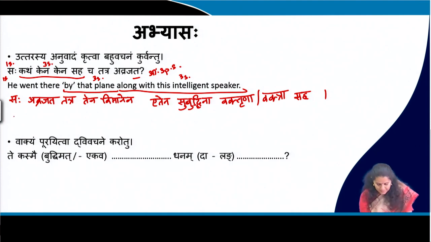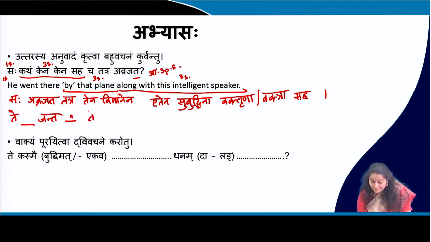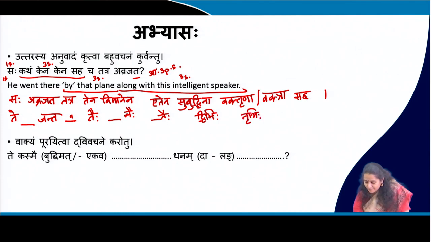And now bahuvachanam avashakam asti. Tari te avrajanta, so avrajanta tatra. Tena will become tahi uttamam, vimanahi uttamam, etahi uttamam, subuddhibhihi uttamam, subuddhibhihi and vaktrbhihi, that's the same thing there, vaktrbhihi saha. It's sometimes easier to put the verb at the end. Tari te tatra tahi vimanahi etahi subuddhibhihi vaktrbhihi saha avrajanta. Uttama. Moving on to the next one, which is vakyam purayitva dvivachane karotu.